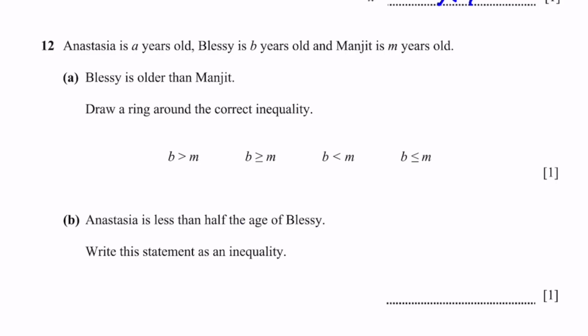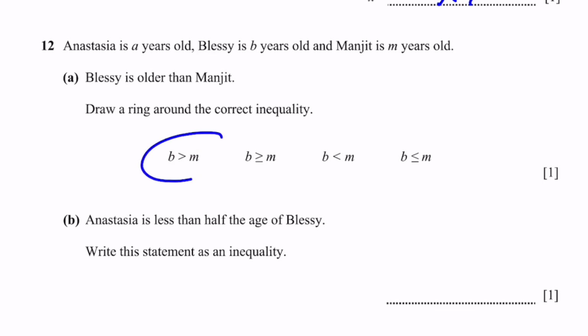Question 12. Anastasia is A years old, Blessy is B years old, and Manjit is M years old. A. Blessy is older than Manjit. Draw a ring around the correct inequality. Blessy is older than Manjit means Blessy has a greater age than Manjit. That means B greater than M.